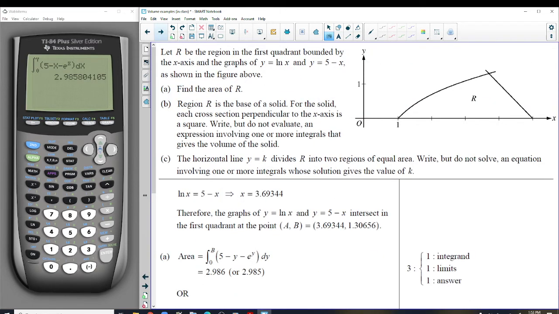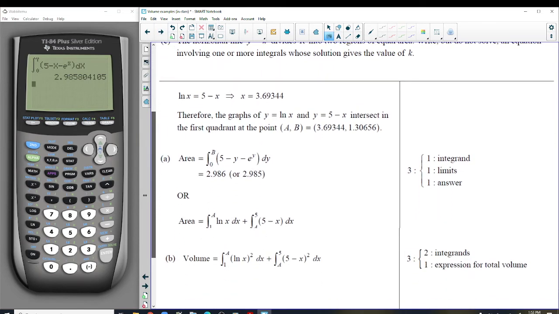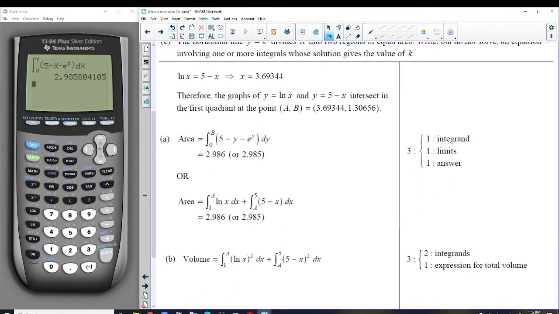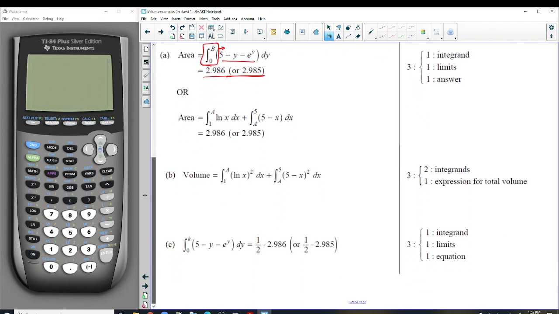Let's look at the rubric very quickly. Notice how I told you they do this right there, and now you can use A and B anywhere you want. It makes the integral look a little cleaner, but you could have put the number here as well. You didn't have to put B. Yeah, so one for the integrand, one for the limits, one for the answer. Round or truncate. 2 for the integrand.